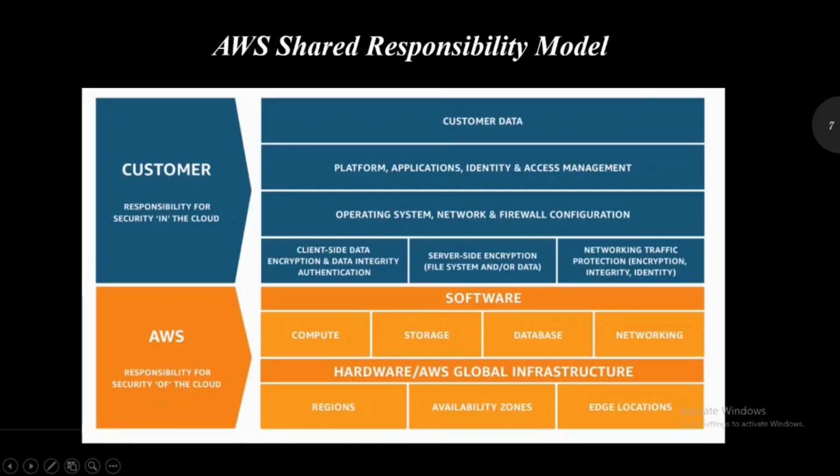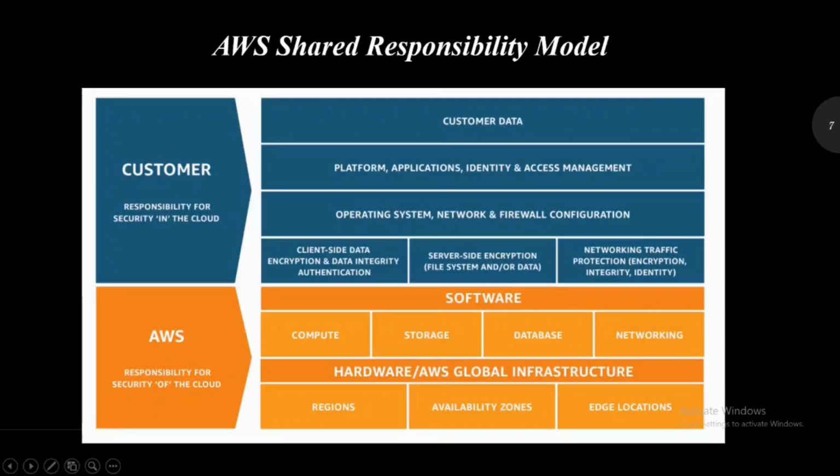Availability zone. An availability zone is a distinct location within a region that is engineered to be isolated from failures in other AZs. Each availability zone has its own power, cooling, and physical security, and is connected to another availability zone in the region via low latency links. This design allows customers to build highly available applications by distributing resources across multiple availability zones.